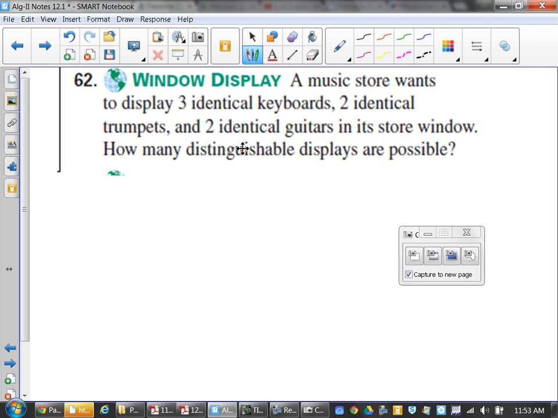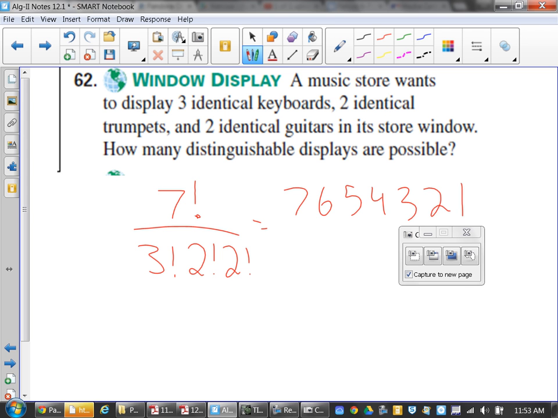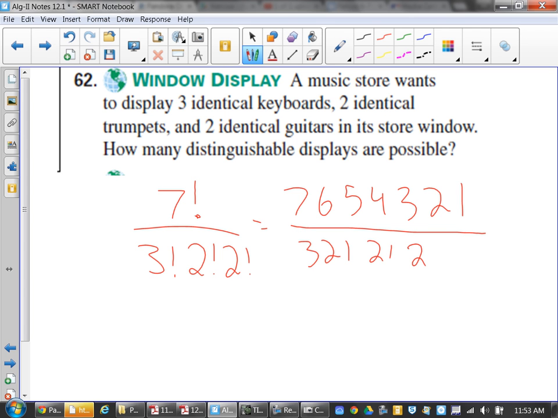How many musical instruments are there? There's a total of 7. One of them was repeated 3 times, one was repeated twice, and the other was repeated twice. This is where it's not going to be 3 times 2 times 2 factorial. It's 7, 6, 5, 4, 3, 2, 1 over 3, 2, 1, 2, 1, 2, 1. The 2, 1, 2, 1 goes out with the 4, these go out with those 2. It's 7, 6, and 5. Once again, it is 210.